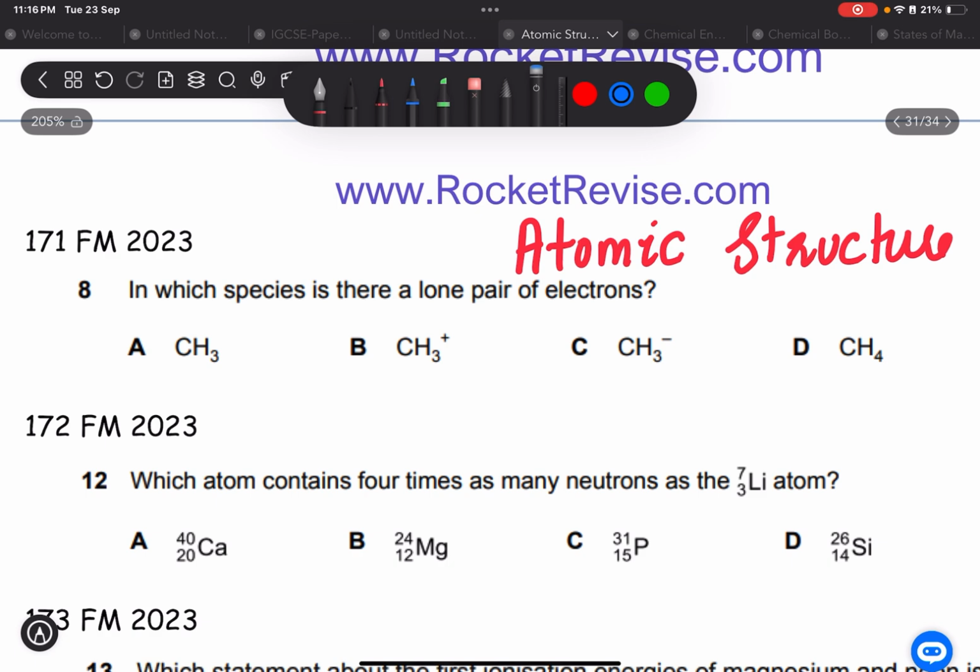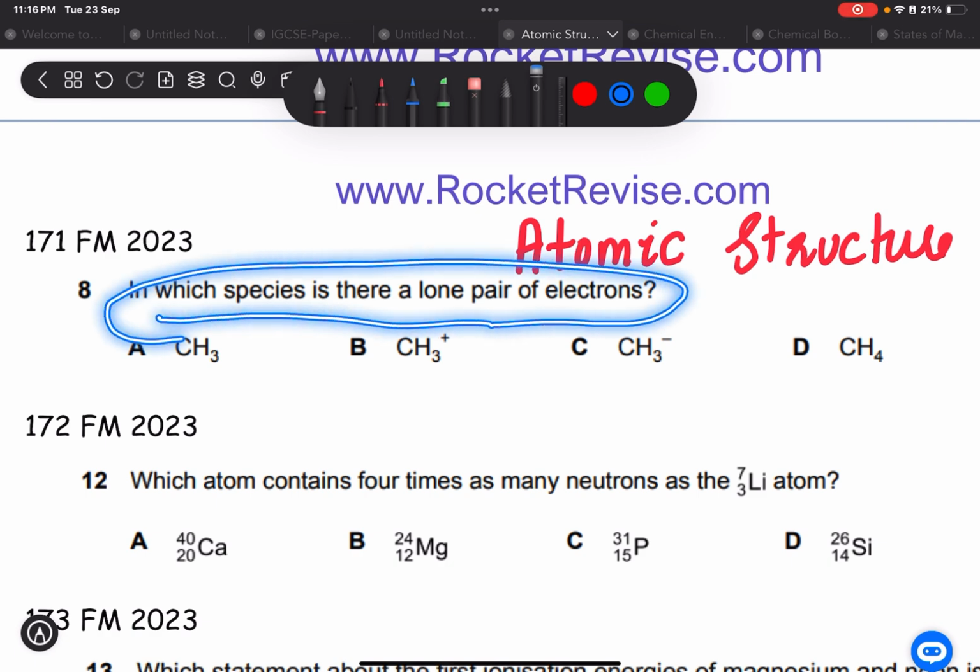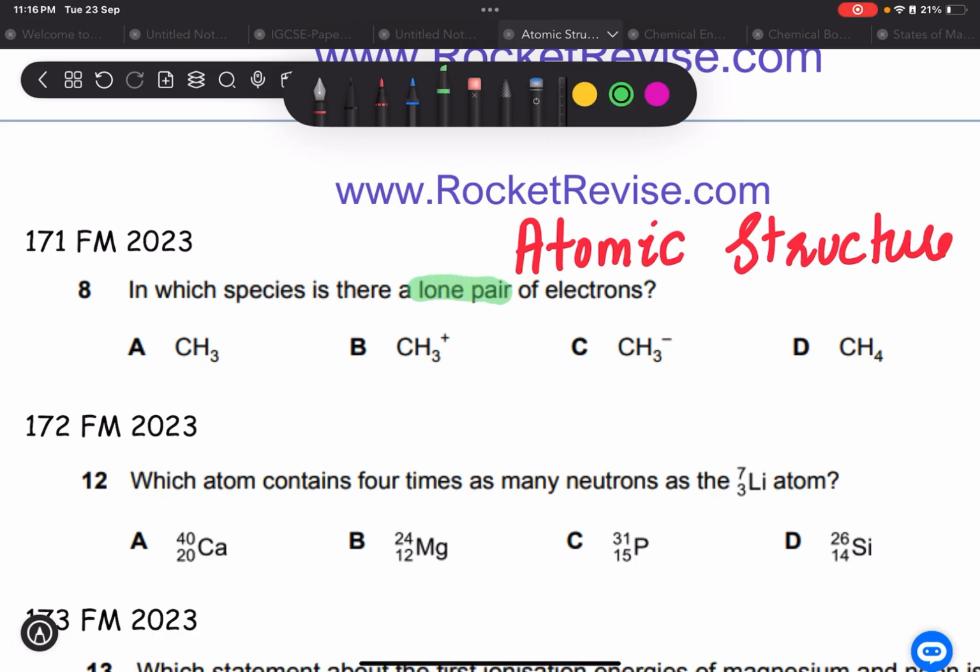So let's get started. In which species is there a lone pair of electrons? So what's a lone pair? A lone pair is basically two electrons that are unbonded.